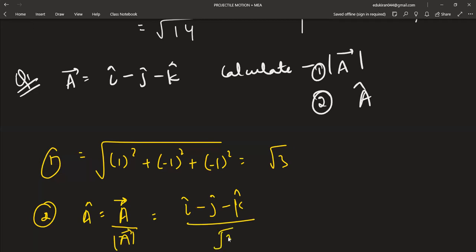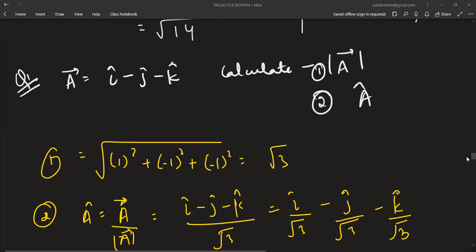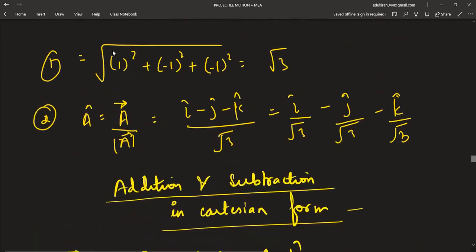divided by root 3. So you can write this as I cap by root 3 minus j cap by root 3 minus k cap by root 3. So this is the unit vector. I cap minus j cap minus k cap by root 3. Correct. Very good. Quickly write this. Then let's see addition and subtraction. Quickly.